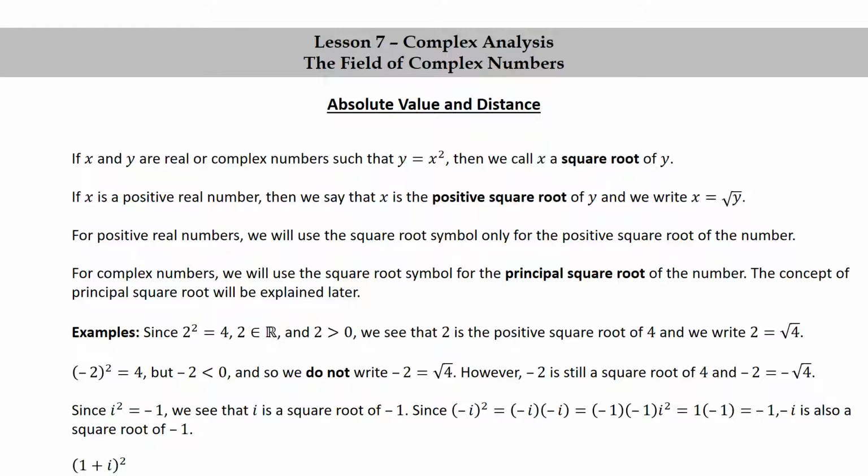The square of 1 plus i, using the definition of a power, is 1 plus i times 1 plus i. And then using the definition of multiplication of complex numbers, we get 1 minus 1 plus 1 plus 1 times i, which is 0 plus 2i, and that could be abbreviated as 2i. So 1 plus i is a square root of 2i.